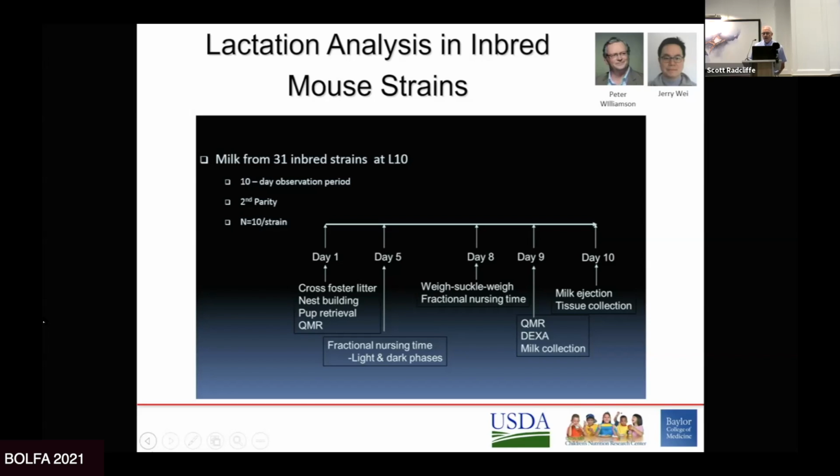Day 9 was, again, another body composition measurement day. So we could not only get body composition of the mom, but how her body composition changed during that 8-day early lactation period. And we'd collect milk, and then day 10 was the last day where we had an opportunity to measure an indicator of milk ejection, and then we'd collect tissues.